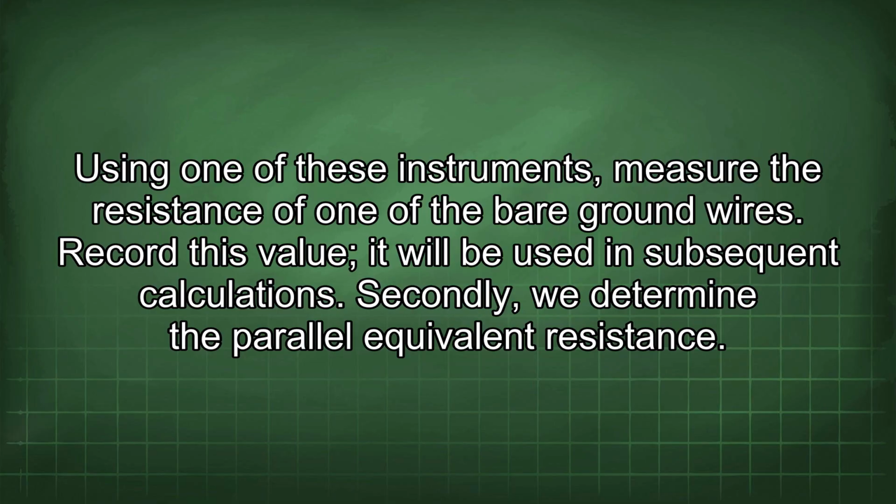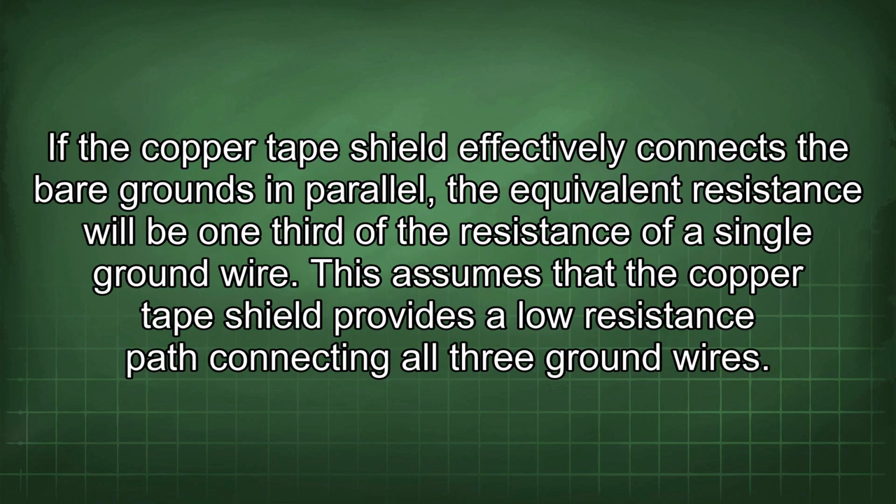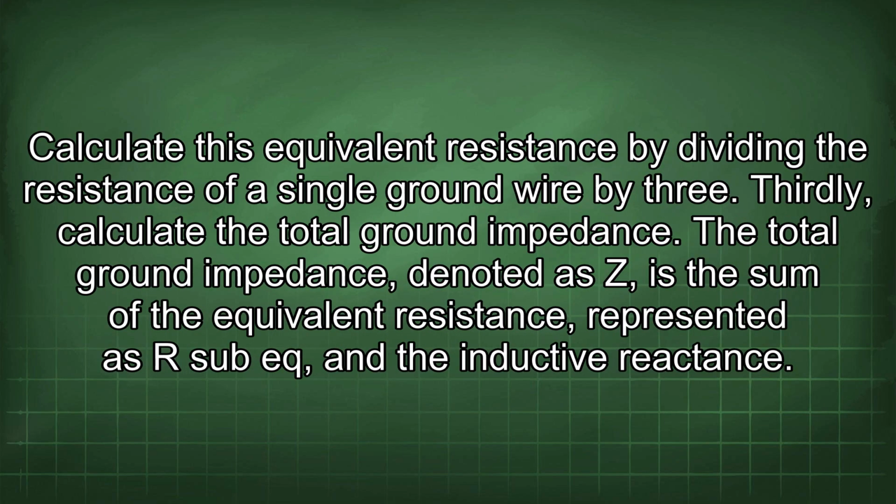Secondly, we determine the parallel equivalent resistance. If the copper tape shield effectively connects the bare grounds in parallel, the equivalent resistance will be 1/3 of the resistance of a single ground wire. This assumes that the copper tape shield provides a low resistance path connecting all 3 ground wires. Calculate this equivalent resistance by dividing the resistance of a single ground wire by 3.